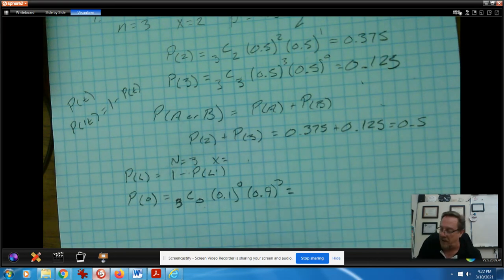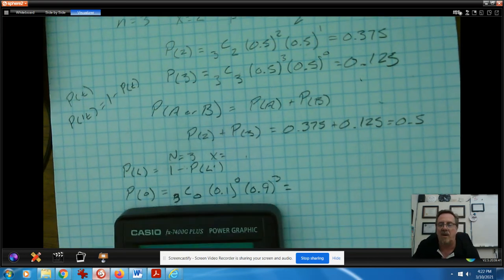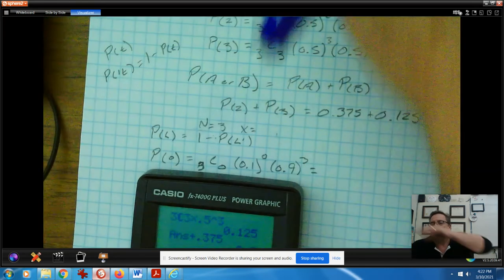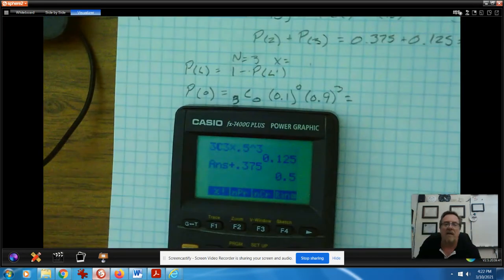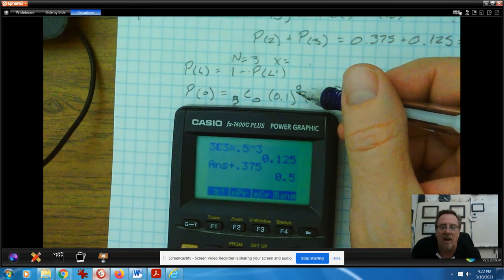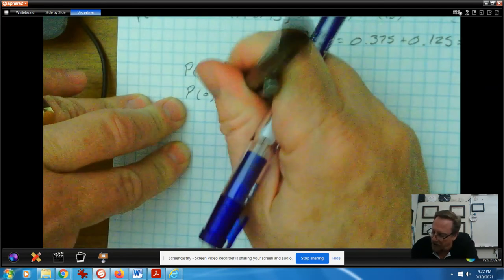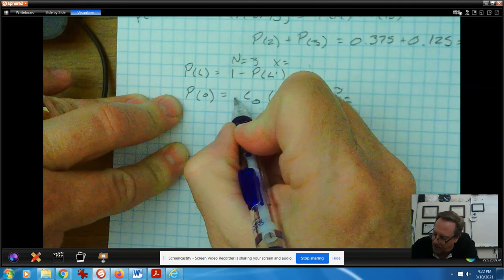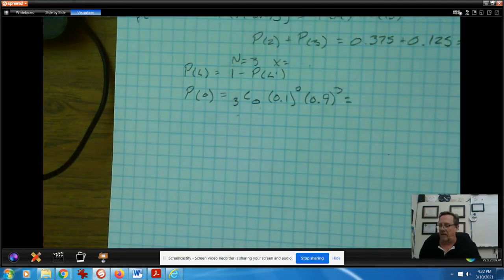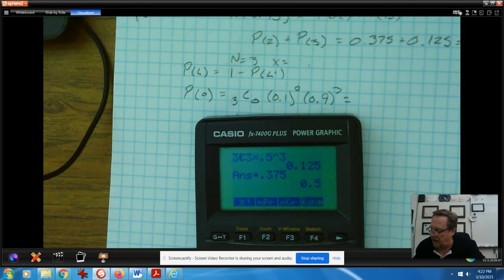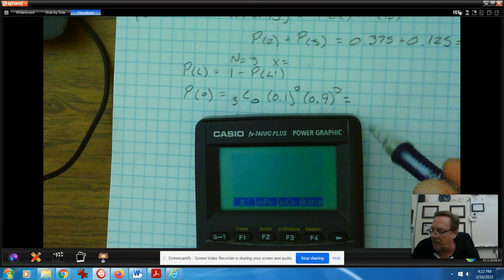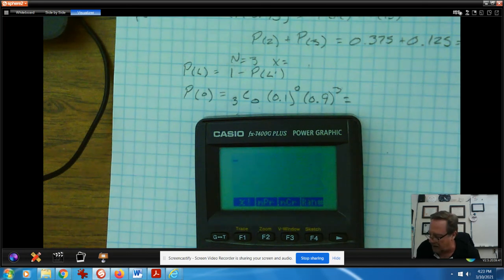Well, let's see what we get with that then. Again, 0.1 to the 0 power is just 1. And if you've worked with combinations enough, you'd also know that 3 choose 0 is 1. But if you feel more confident in putting it all in your calculator, I guess you could do that. But really, the only term that's going to give us anything is 0.9 to the third power. 0.9 raised to the third is going to give us 0.729.